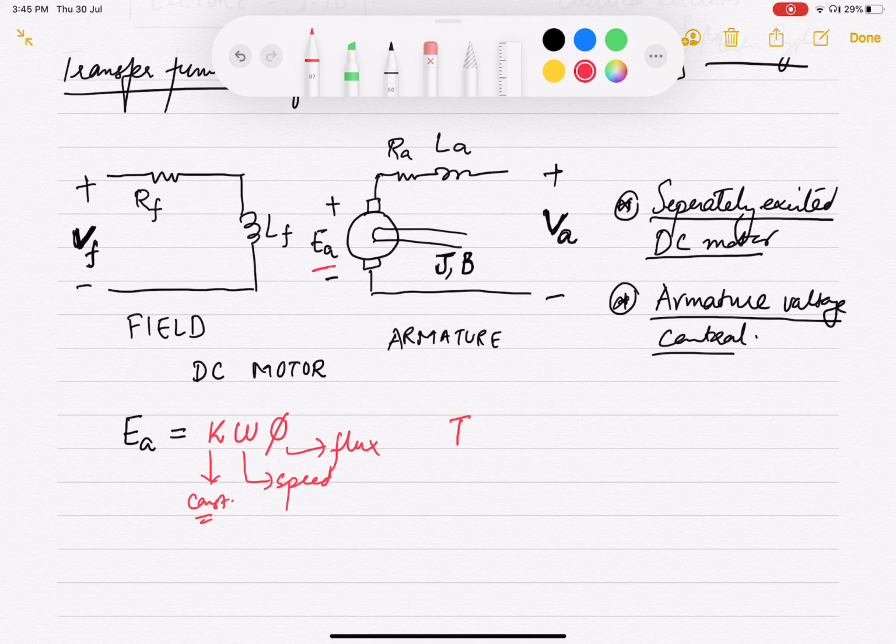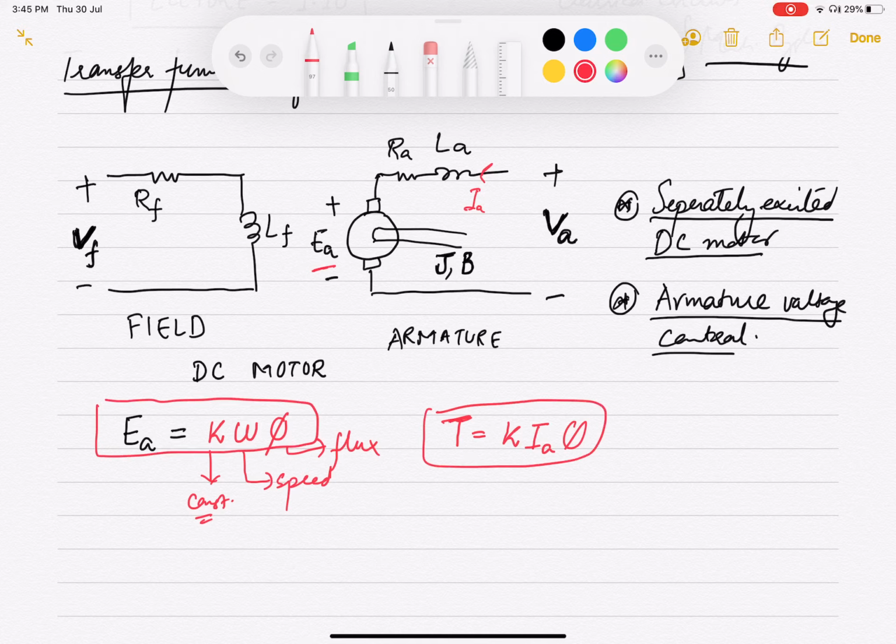And the other equation is for the torque. The torque of the DC motor is again the same proportionality constant K times the armature current, the current that flows in the armature, IA, times the flux again. So torque of the motor is equal to K IA times phi. So these are two basic equations that we are going to use. This is for back EMF. This is torque. Again, this is armature current, and this is flux. This is the same constant of proportionality.